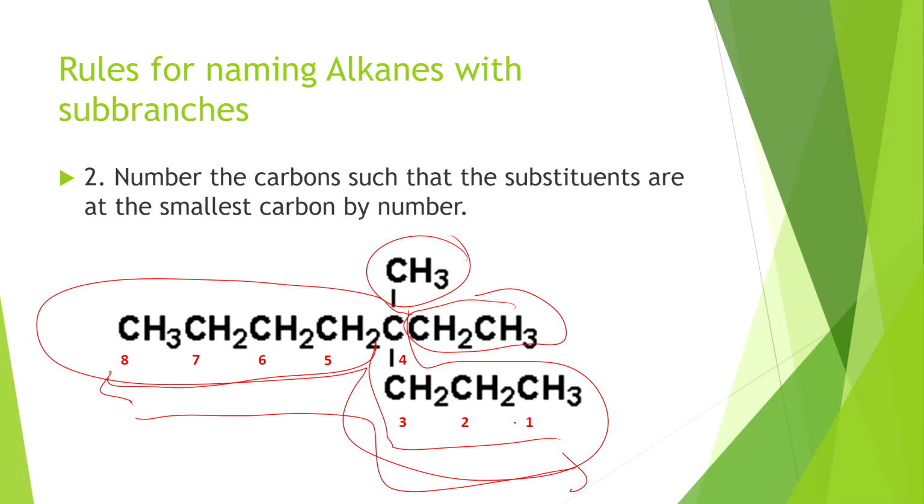As we can see here, we chose this direction to minimize the carbon number that is connected to the side chains. If we number from this other direction, as shown here, it would be 1, 2, 3, 4, 5. And we would have the carbon number being 5 instead of 4 here. But since we want to minimize it, 4 is better than 5 in this case. So that is why we number it from this direction.